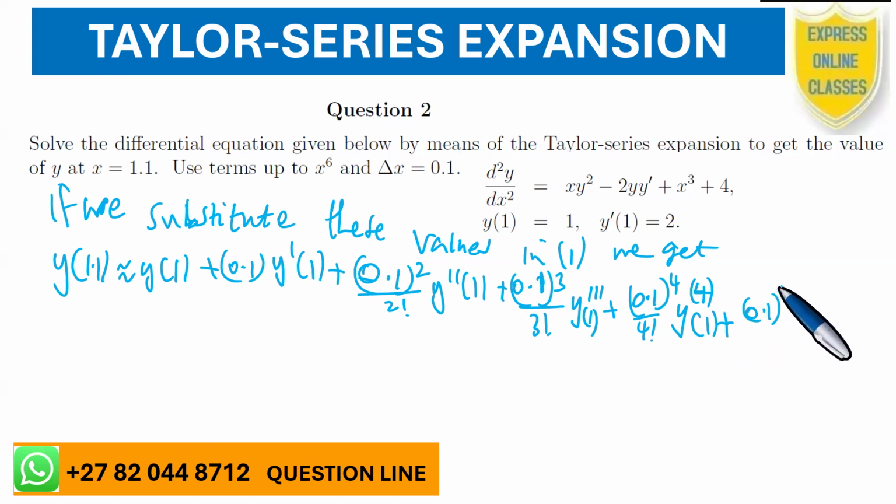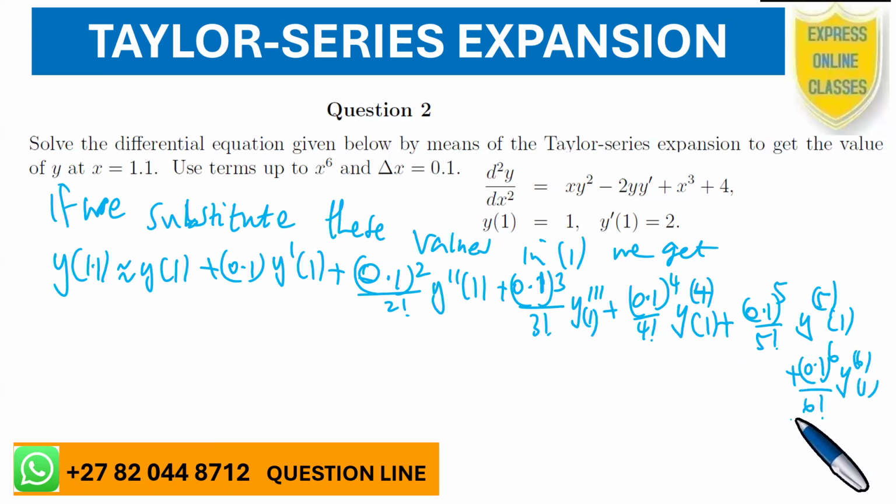0.15 over 5 factorial. Then you're going to do the fifth derivative, but you calculated it at 1. Then you're going to do 0.16. Then you have the sixth derivative at 1, divided by 6 factorial. So that in the end, you have y at 1.1 approximately. What is y at 1?